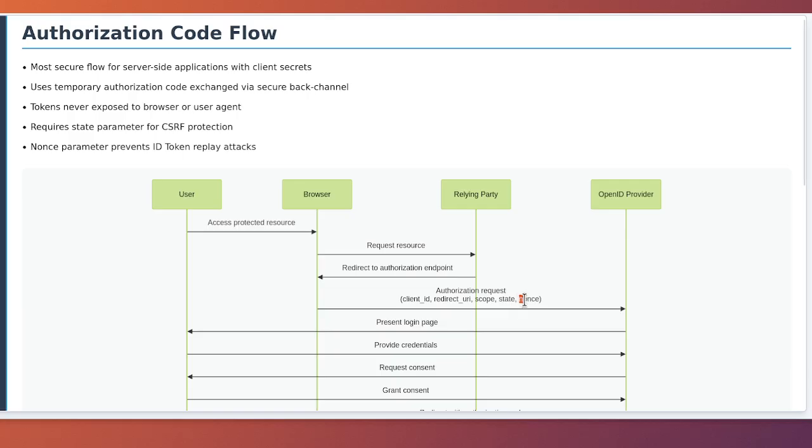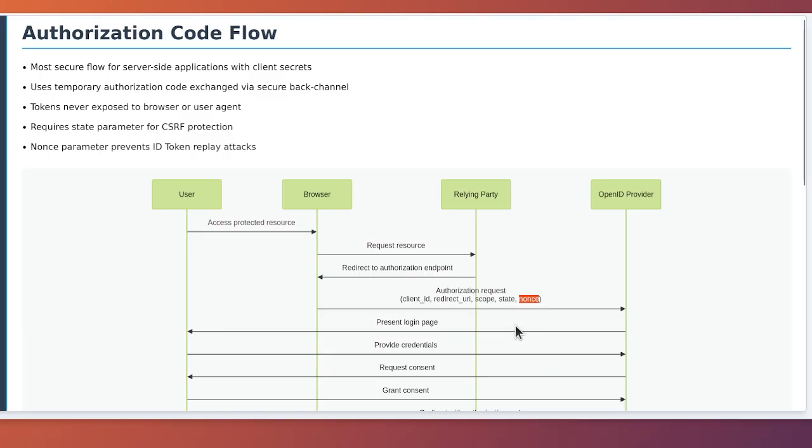The nonce parameter serves a similar purpose but is specifically designed to prevent ID token replay attacks. It is included in the authorization request and must appear as a claim in the returned ID token, allowing the application to verify that the token was issued in response to its specific authentication request.